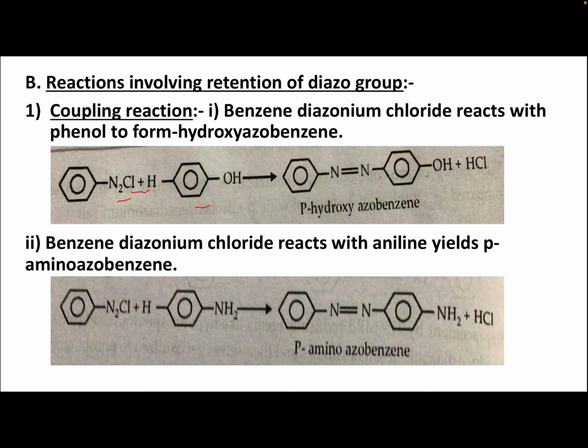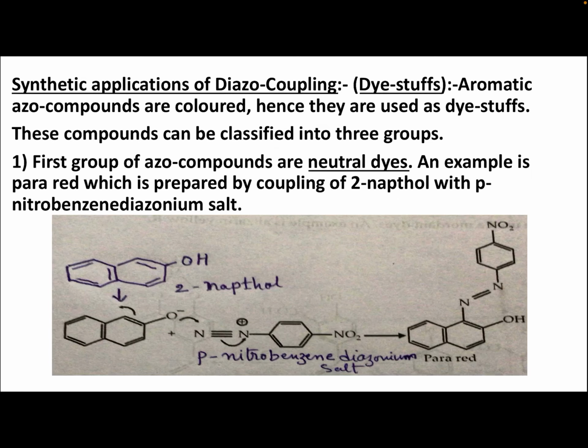Next reaction: benzene diazonium chloride reacts with aniline and yields p-aminoazobenzene. Benzene diazonium chloride in the presence of aniline gives para-aminoazobenzene. Here also HCl is removed and the aniline group attaches at the para position, and you get para-aminoazobenzene.